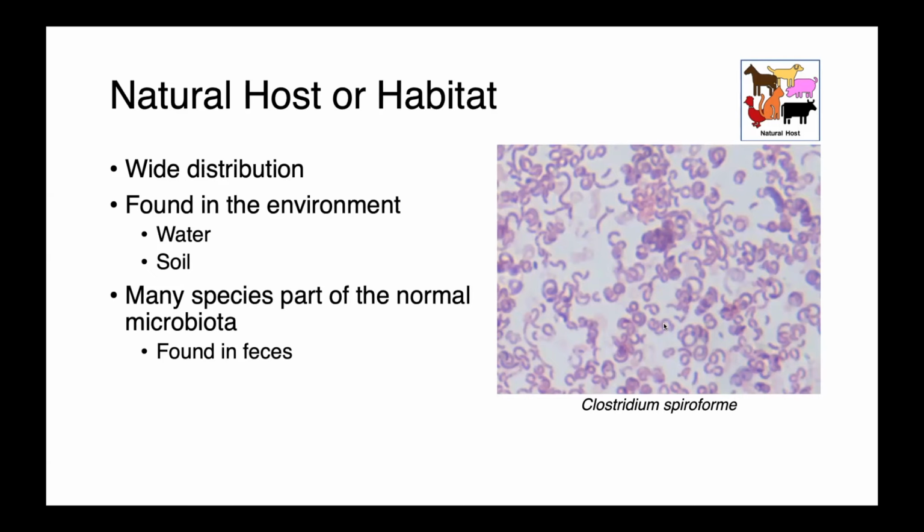Overall, the Clostridia have a wide distribution. They're found in the environment, they're in water, they're in soil, and many species are also part of the normal microbiota, so we find them in feces. On the right, you can see Clostridium spiriforme. This is a normal inhabitant of the rabbit gut, and it normally doesn't cause any problems at all.